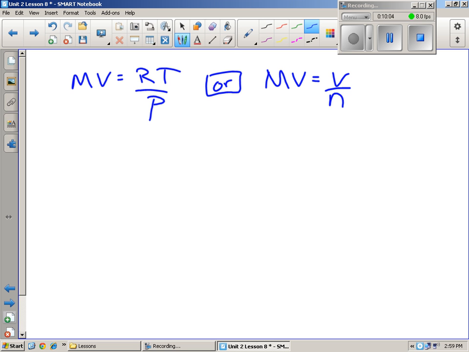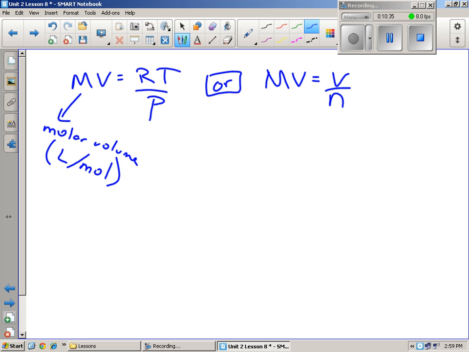Okay. By the way, this stands for molar volume. And the units that go with molar volume are always liters per mole. When you see liters per mole, you will know that this is a molar volume type of question, and that you probably should use one of those two formulas. Okay? One of those two formulas. Same thing over there, of course.